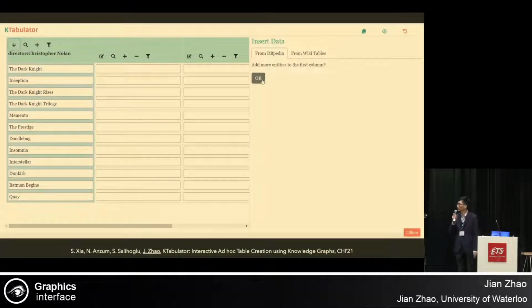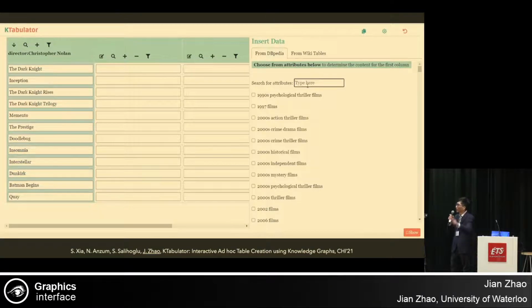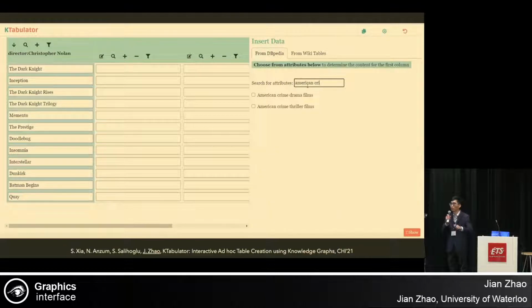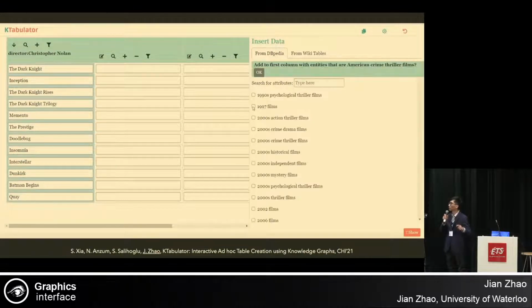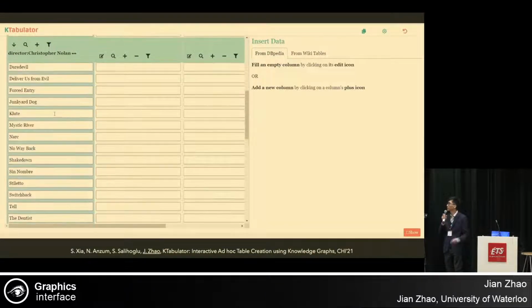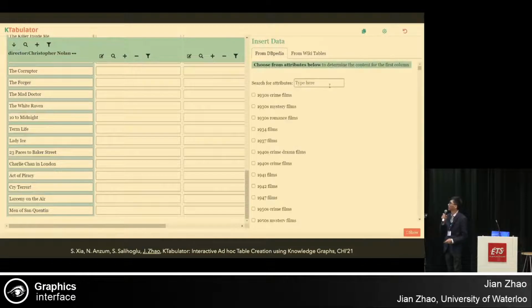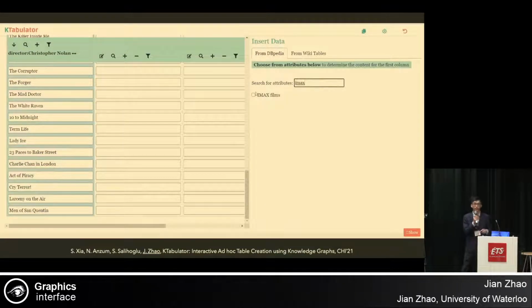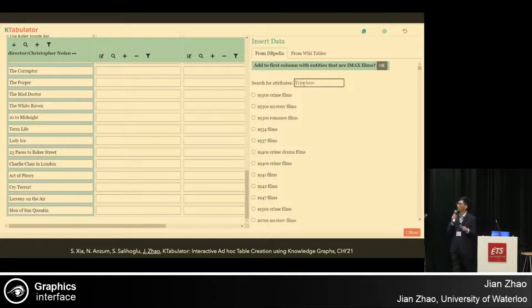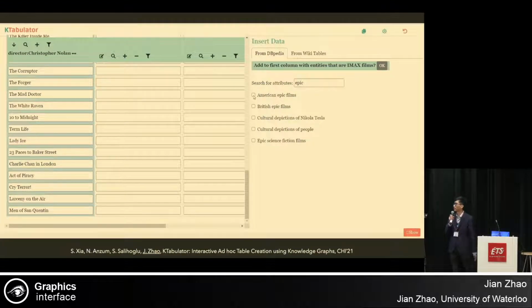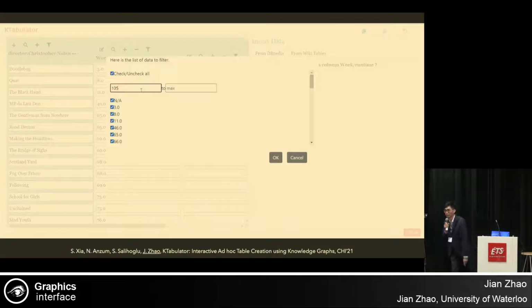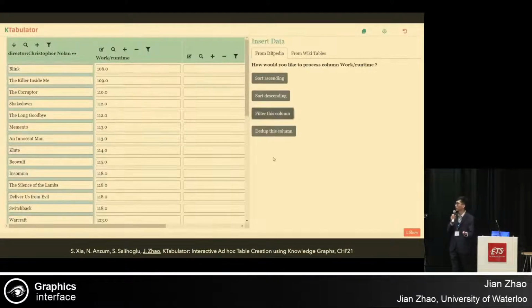And you can extend this table by adding more columns. For example, I want to add some other movies, such as thriller movies and IMAX movies. By simply typing the search properties here, you're extending your table by adding more rows to the first column. And you can also do filtering. I won't talk more about that.